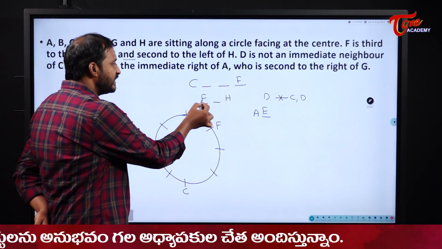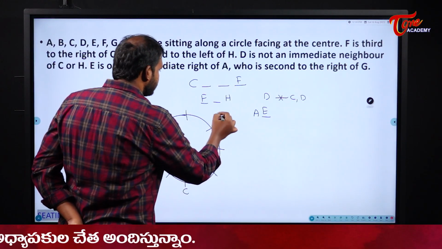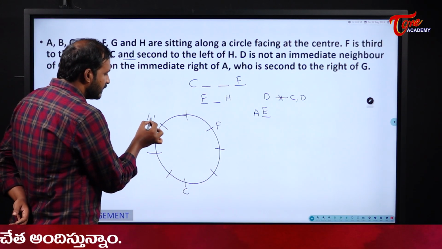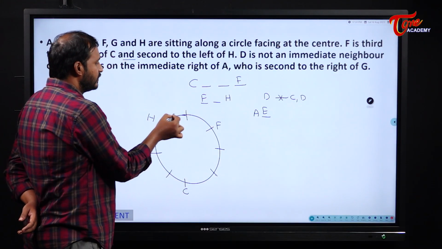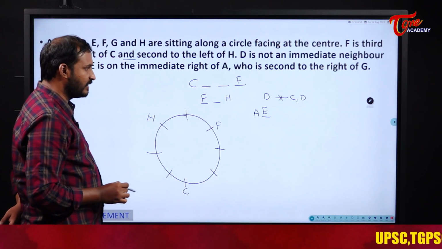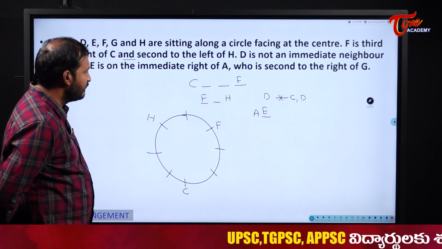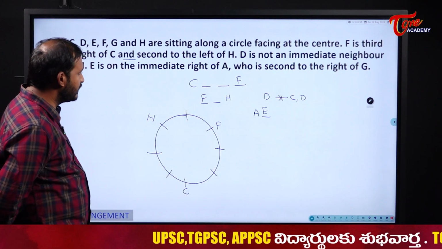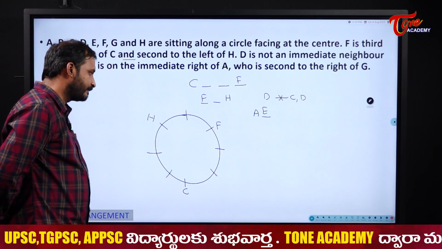Okay, now this F is second to left of H. That means where can I put H? I can put H here, right? Then only this position will become second to left of H. Why? Because all are facing inward. 1, 2. So that is the position of H. Next, where can I place A and E? To the right side of A, I will have E.